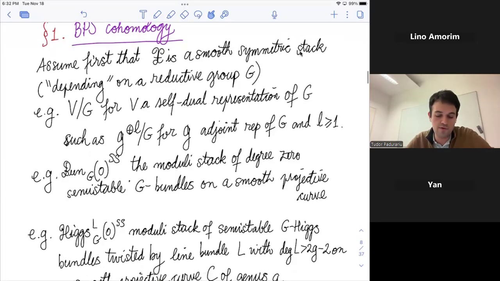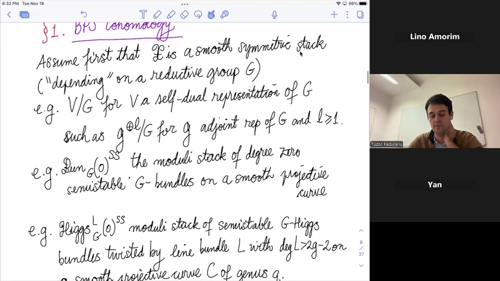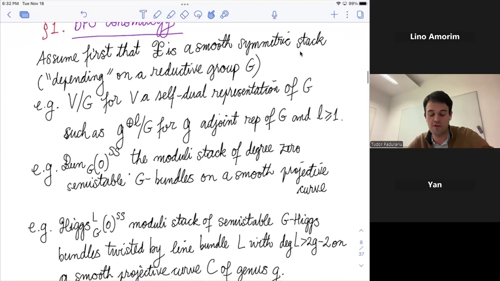So a first example is a global quotient stack of an affine space by a group G, where the affine space is a self-dual representation of G. For example, the stack of representations of a symmetric quiver. One example is the adjoint representation and L copies of that, quotient by G. So if the group G is GL_D, this stack is the stack of representations of the L loop quiver.